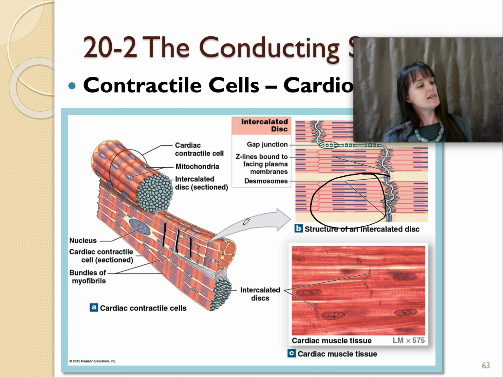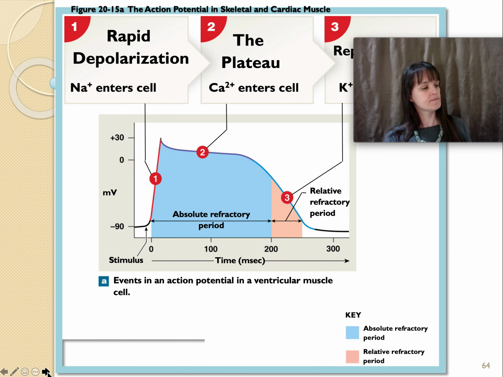The resting potential in a ventricular contractile cell is negative 90 millivolts, which is somewhat similar to skeletal muscle. An action potential begins when threshold is reached, of course, and threshold for this set is negative 75 millivolts. And remember, lowercase m, capital V, volt was the dude's name.